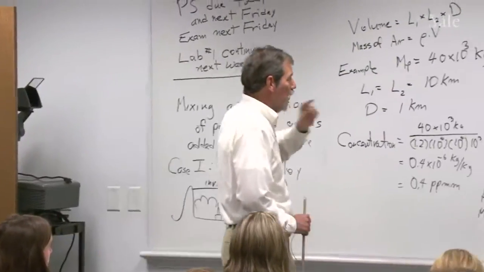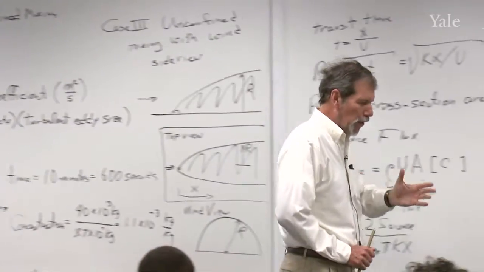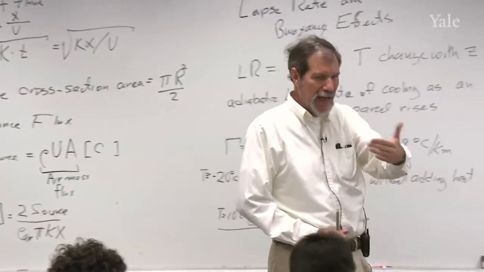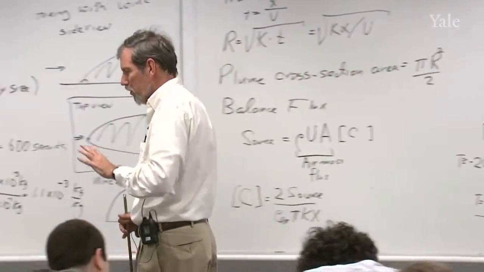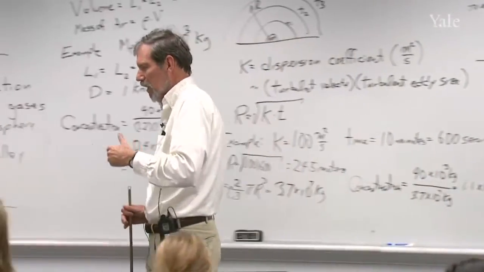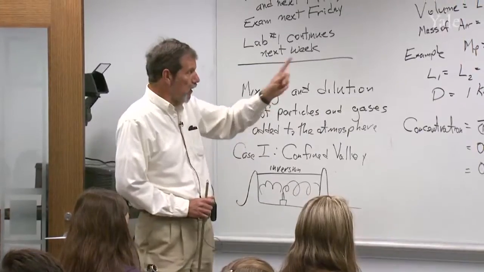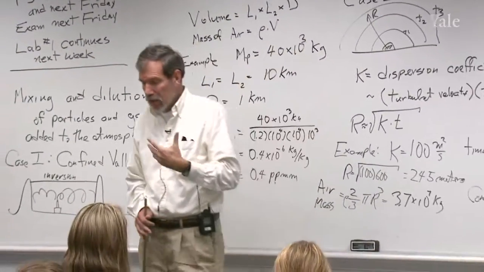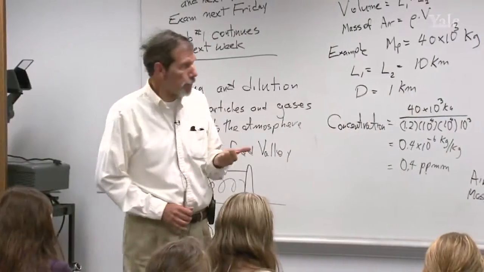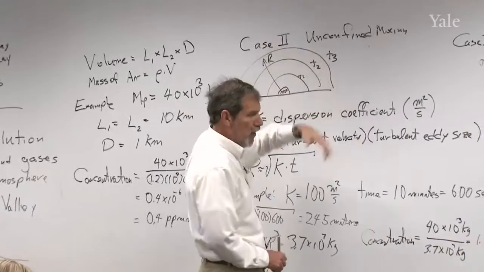Okay, so now we move to case 2, which is unconfined mixing. We don't have this predetermined valley and a nice inversion in which we know things are going to be trapped. So we don't know exactly. We know how much pollutant we're putting in. I'm going to use the same value as I did here, but we don't know into what volume it will be mixed. But we're going to assume that there's a certain amount of turbulence in this atmosphere.